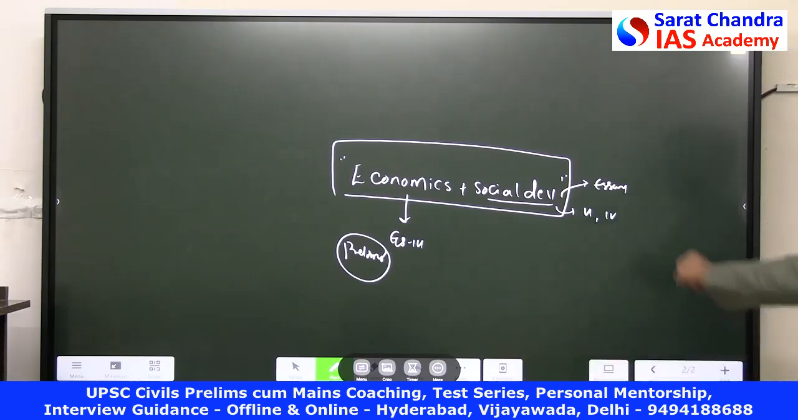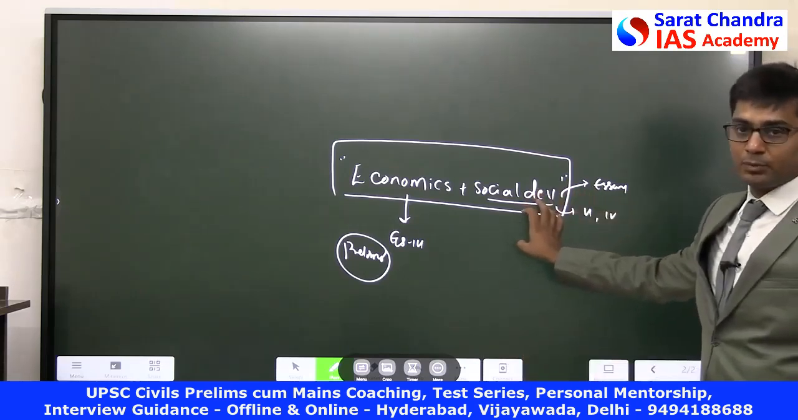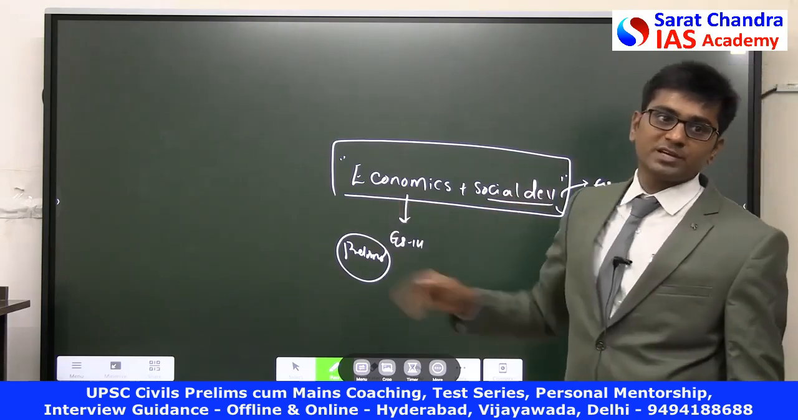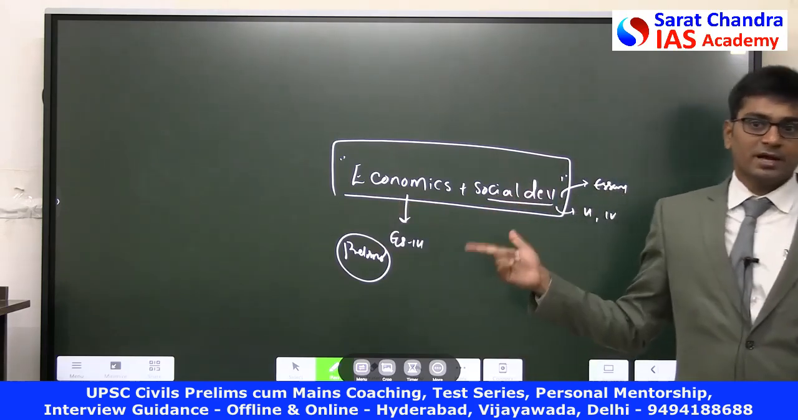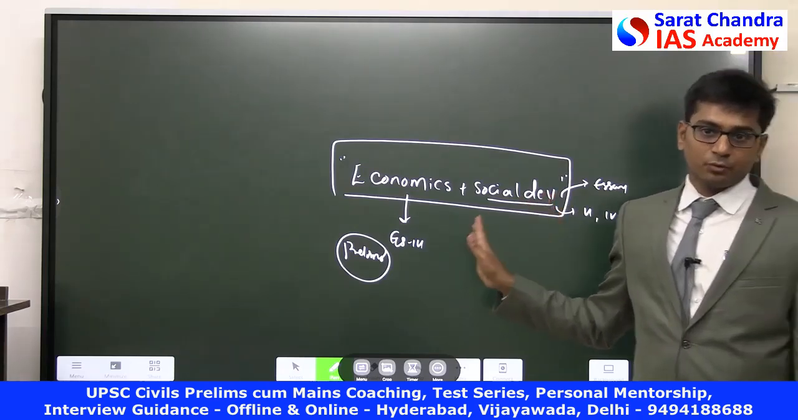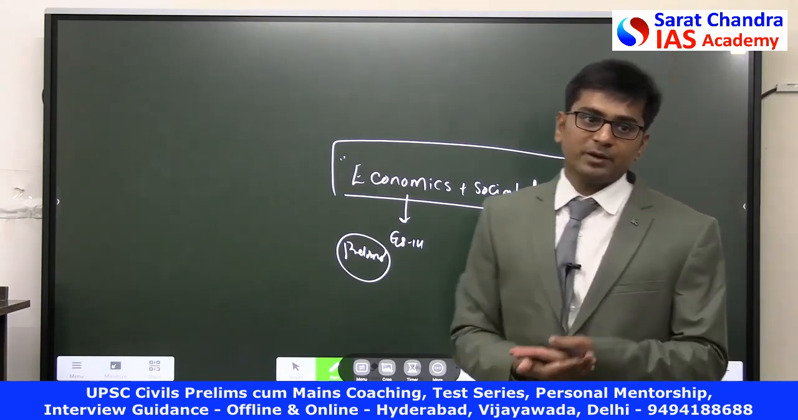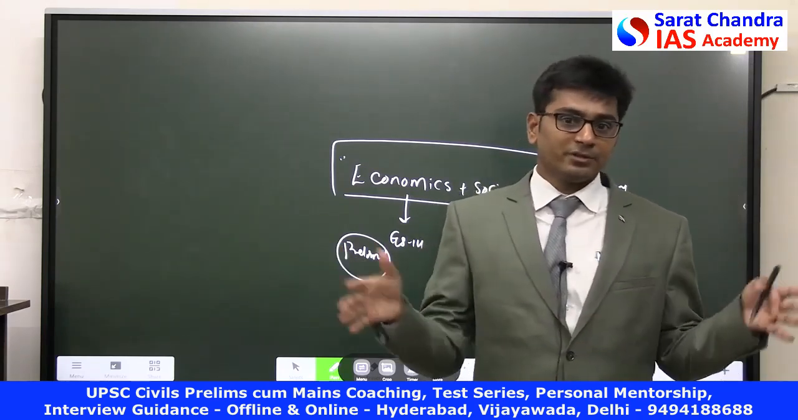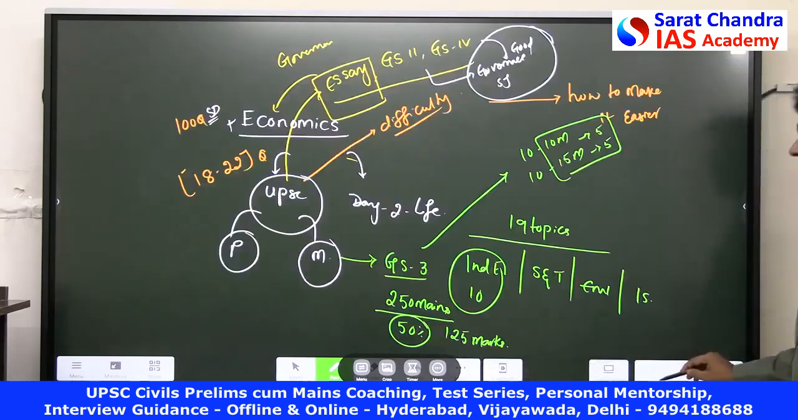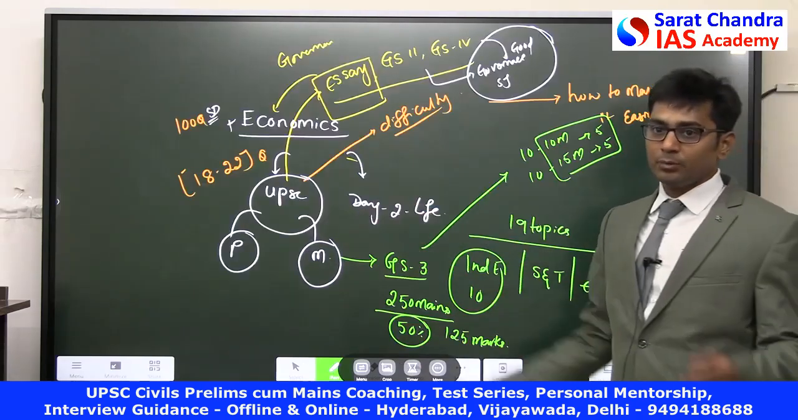The second thing is, the social development sector will be very, very helpful to write good essays and to substantiate our answers for social justice as well as inclusive growth concepts in GS paper 2 and GS paper 4. This is the overlapping component. Hence, by one subject, you can cover everything. So this is the relevance of this as far as UPSC is concerned.